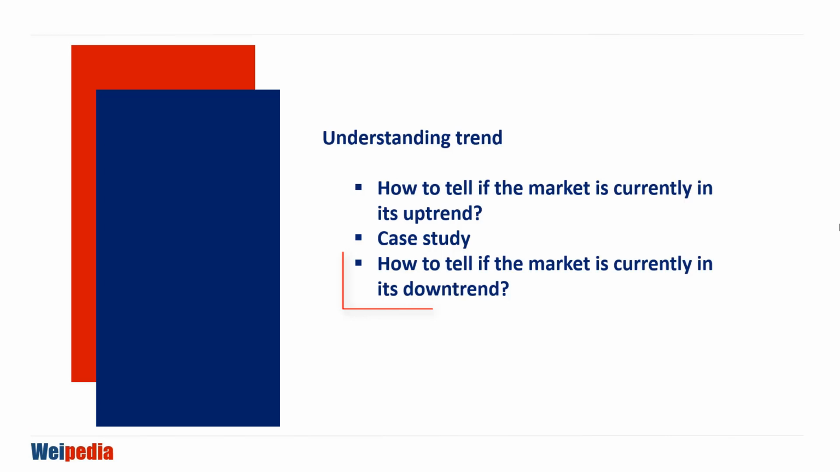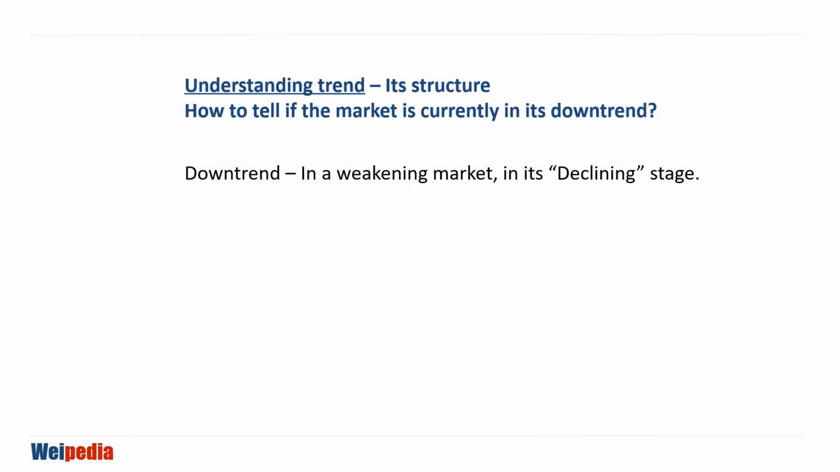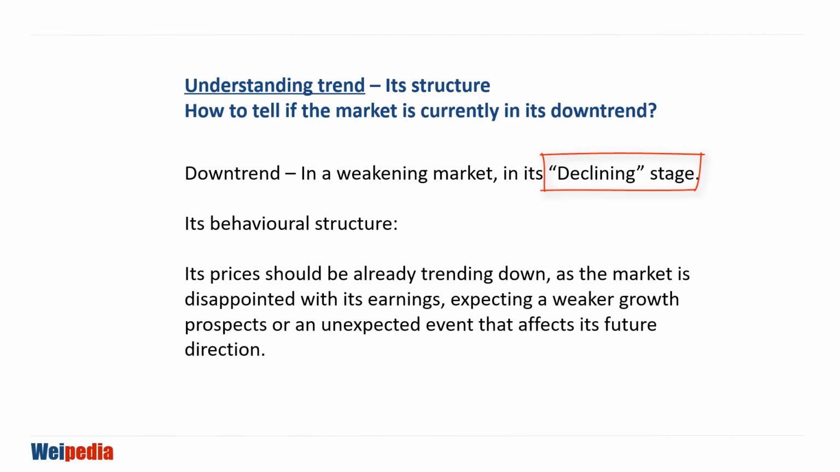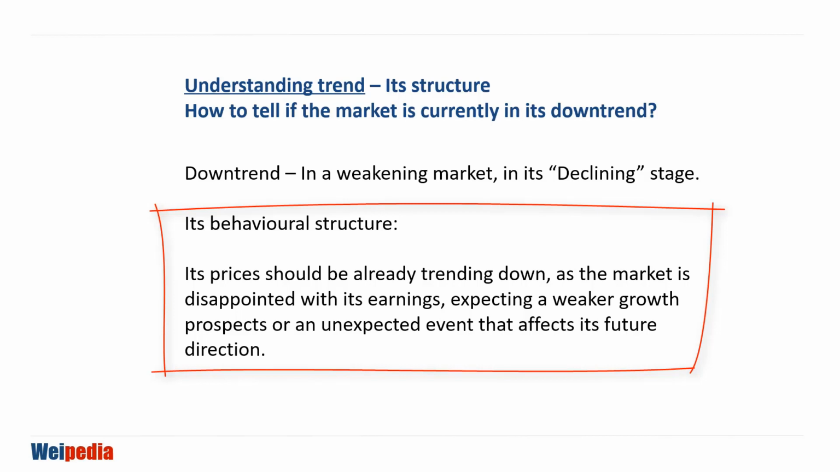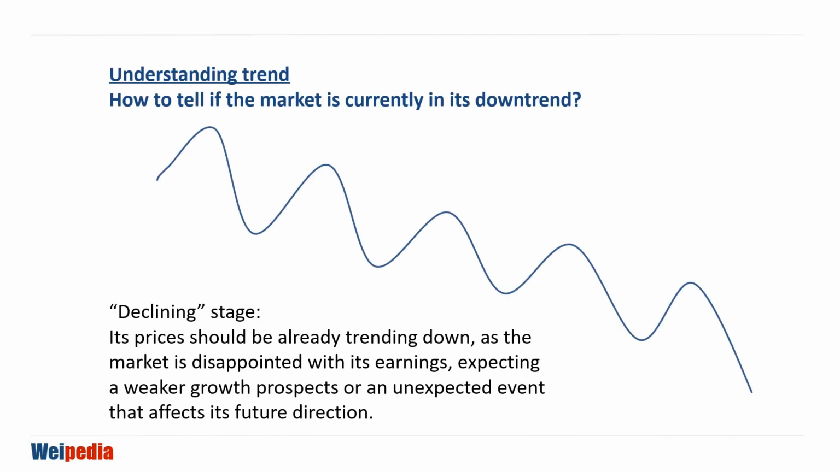How to tell if the market is currently in its downtrend? In a weakening market, a downtrend develops, and this is what I call the declining stage. Before we get into studying the structure of the declining stage, let me define what a downtrend is. Its prices should be already trending down, as the market is disappointed with its earnings, expecting weaker growth prospects, or an unexpected event that affects its future direction. I want you to take a few moments to observe the characteristics of a downtrend. We could see that the new low is lower than its previous low, and each new high is also lower than the previous high. And for that, it forms a downtrend.